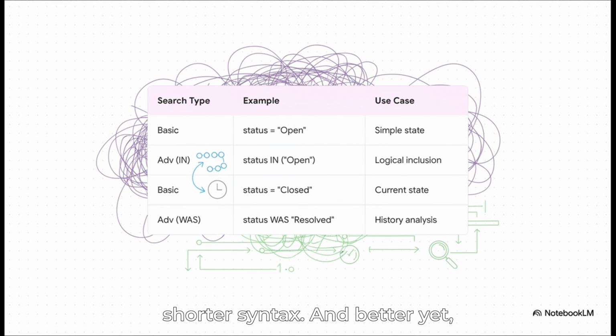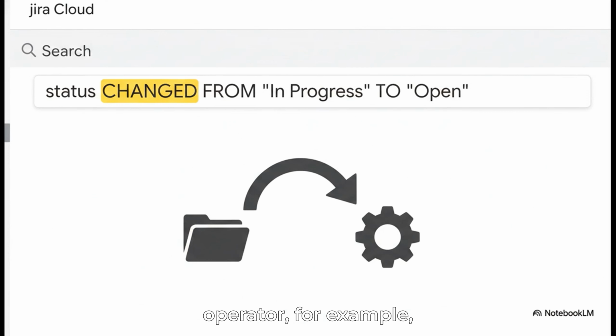Way shorter syntax. And better yet, while basic search only tells you what's happening right this exact second, historical operators like was act like a built-in audit trail, letting you look back in time to see if a ticket ever held a specific status. Take the changed operator, for example. If you type out status changed from in progress to open, you are instantly tracking workflow regressions. It highlights exactly which tickets were actively being worked on but somehow inexplicably got tossed back into the open queue.